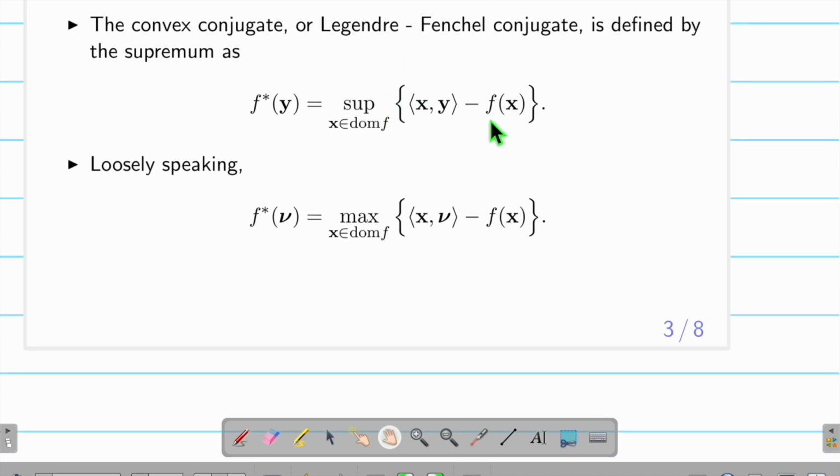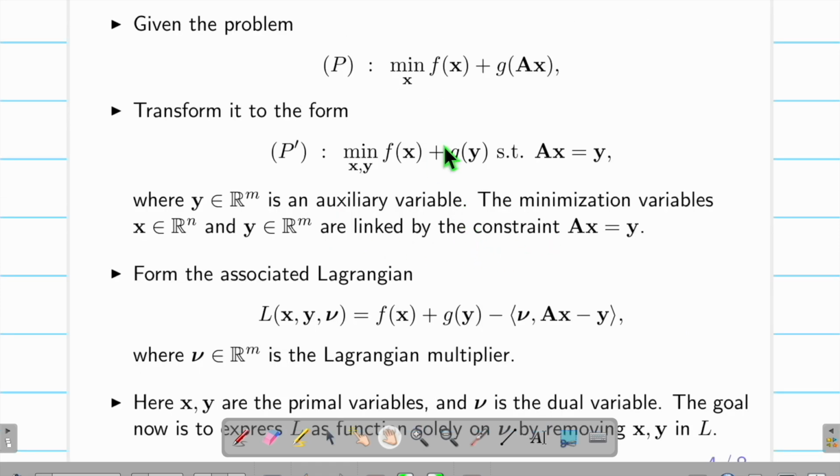So what is that? You have f, you minus it, and you sup it with this. Loosely speaking, we don't care about sup, just use max min. So we have this, and the variable is on this. What's next? Now I want to deal with this thing.